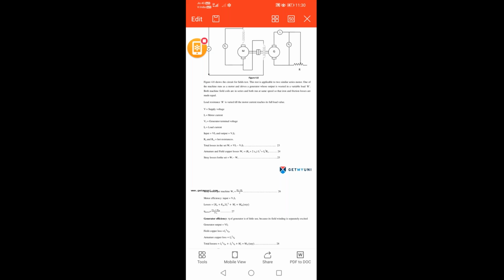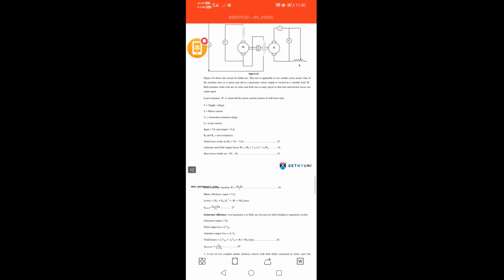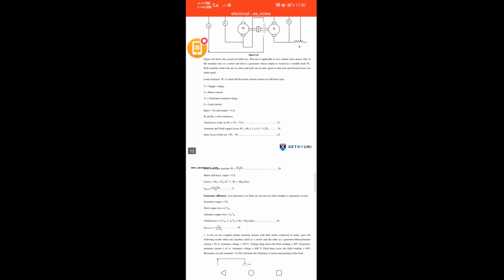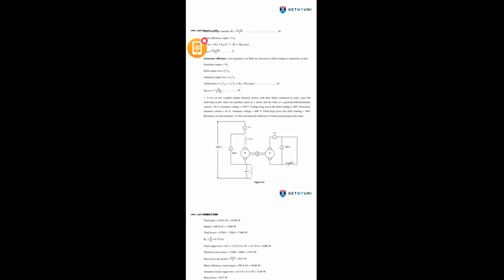Now we are going to find the efficiency of the generator. How can we write the efficiency of the generator in terms of electrical parameters? Output by output plus losses, sir. That's output divided by output plus losses. So this is the way we find the efficiency in the field test on a DC series motor.